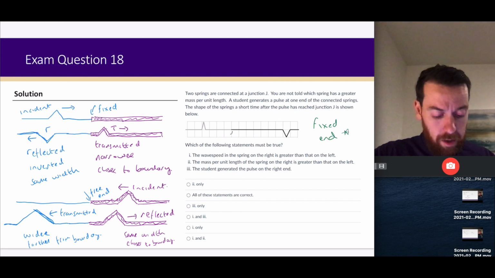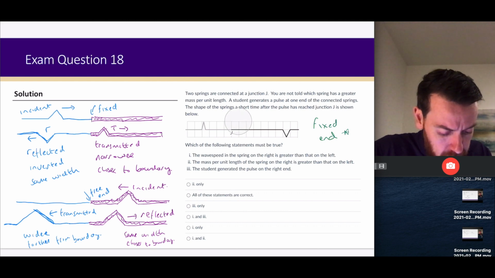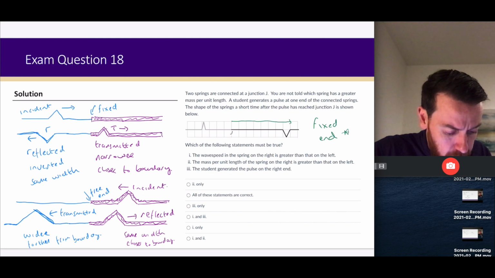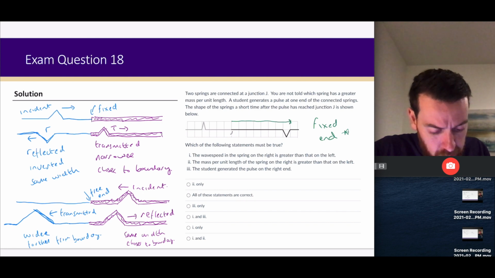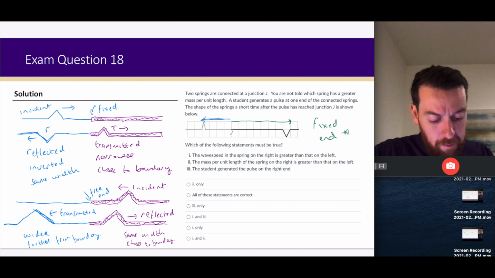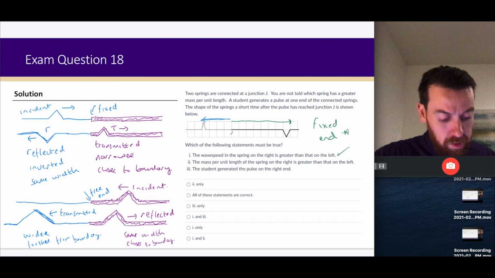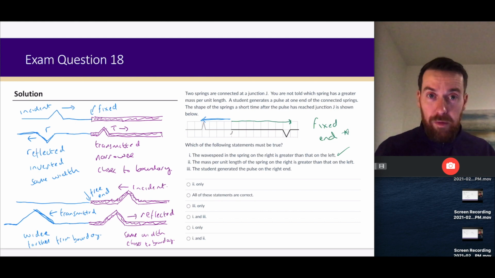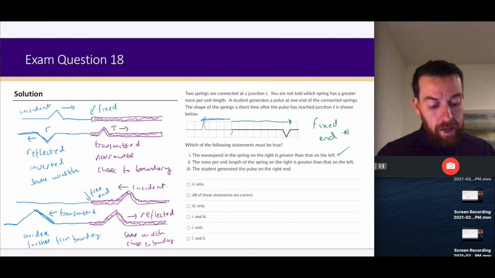One easy thing to tell from the figure is that the wave speed in the right spring is greater. We can see that the distance traveled from the boundary by the leading edge of this one is larger than this particular distance. So I definitely know that the wave speed on the right spring is greater. Again, you can just look at the distance traveled by the leading edges of the transmitted and reflected pulses to tell the wave speed, because the leading edges are created at exactly the same time.